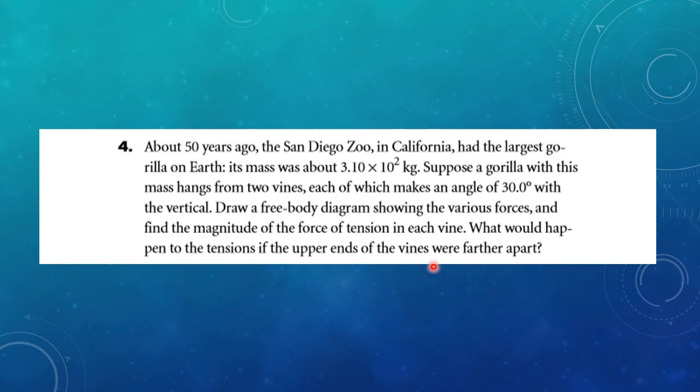This question is asking for the tension in each of the vines. And so it's possible, kind of like the feet, to find the tension overall, and then maybe divide by 2. Because they're at the same angle, chances are you'll be able to simply divide by 2. And then there's an add-on question. What would happen to the tensions if the upper ends of the vines were farther apart? So what if this angle changes? What do those vines have to do? Do they exert less force, making it a little easier to support the gorilla, or would it take more force?